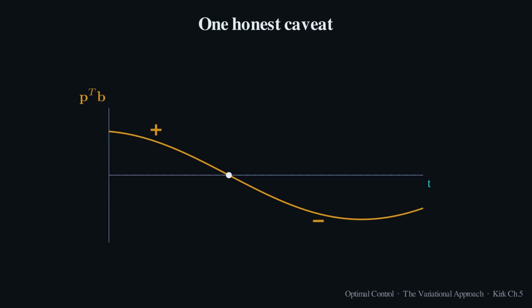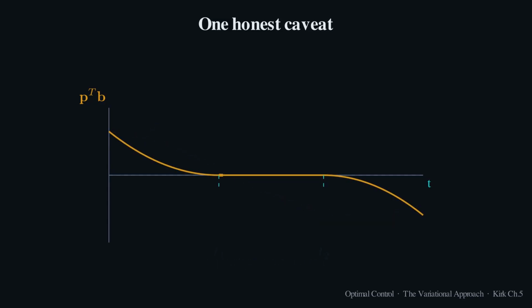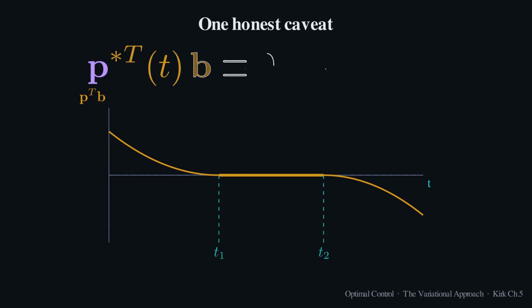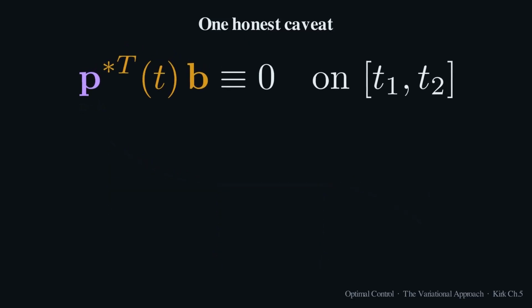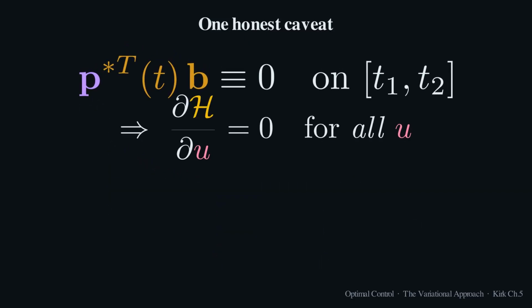One honest caveat before we close. Everything in the Bang Bang story leaned on the switching function being non-zero. Its sign told you which corner to slam into. But what if it isn't just 0 at an instant, but stays exactly 0 over a whole stretch of time? Write it. P transpose B is identically 0 on some interval from T1 to T2.